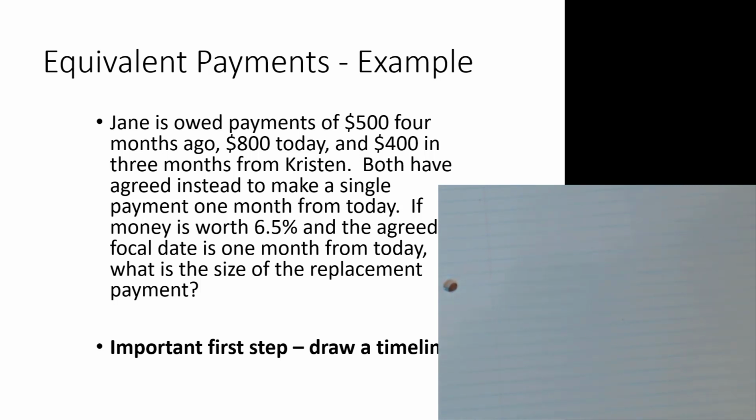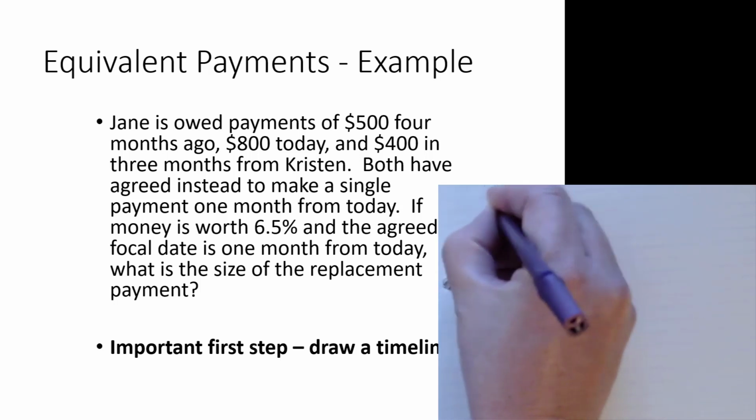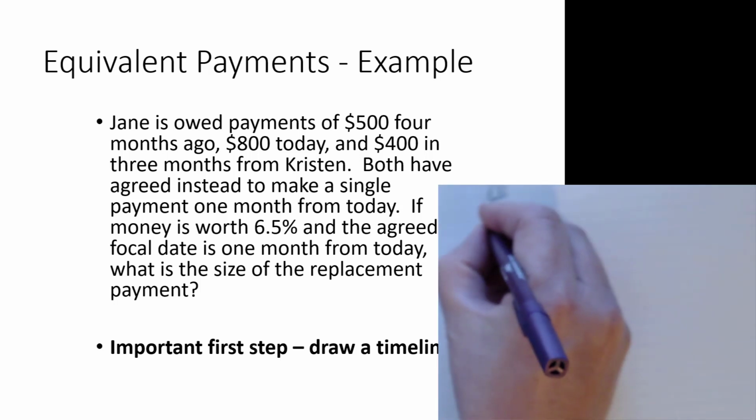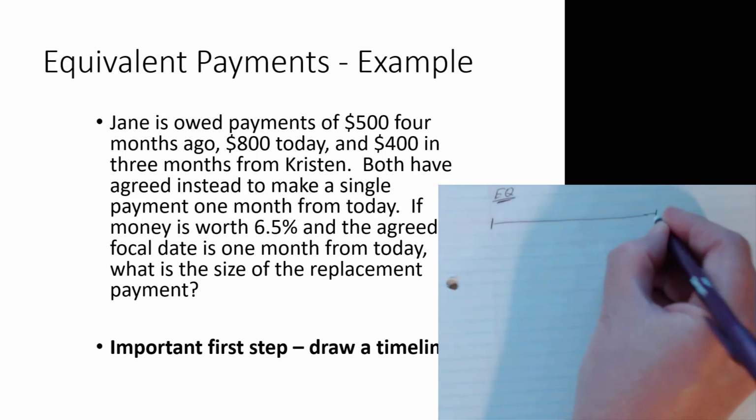All right. So Jane is owed payments of $500 4 months ago. Oops, Jane's a little late. $800 today, $400 in 3 months from Kristen. Sorry, Jane's owed. Kristen is falling a little behind. Both have agreed instead to make a single payment 1 month from today. Okay, let's draw that out before we get too carried away. So EQ for equivalent payments. Let's draw out that timeline so we see when everything is happening.